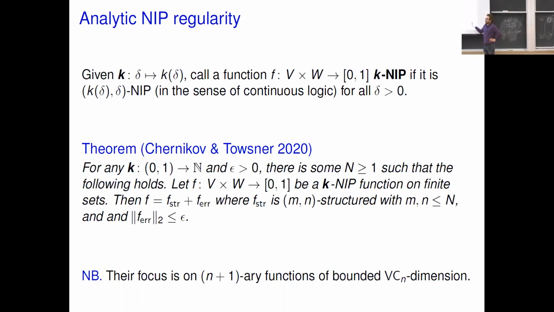but I should say that the focus of their work is really on higher arity functions of this bounded VC dimension in higher arity. They weren't really focusing on the NIP case, so you might be able to clean the statement up in that setting. But essentially what it says is that if you have an NIP function in continuous logic, where the NIP definition is now for all delta, there is a K so that your function is NIP, then you can break it up into a structured piece and an error piece. So the pseudo-random term goes away.